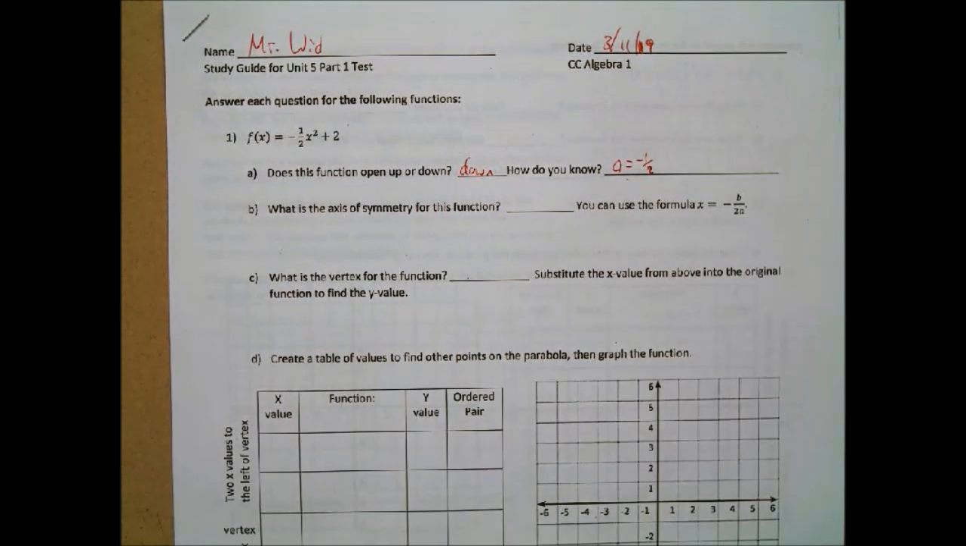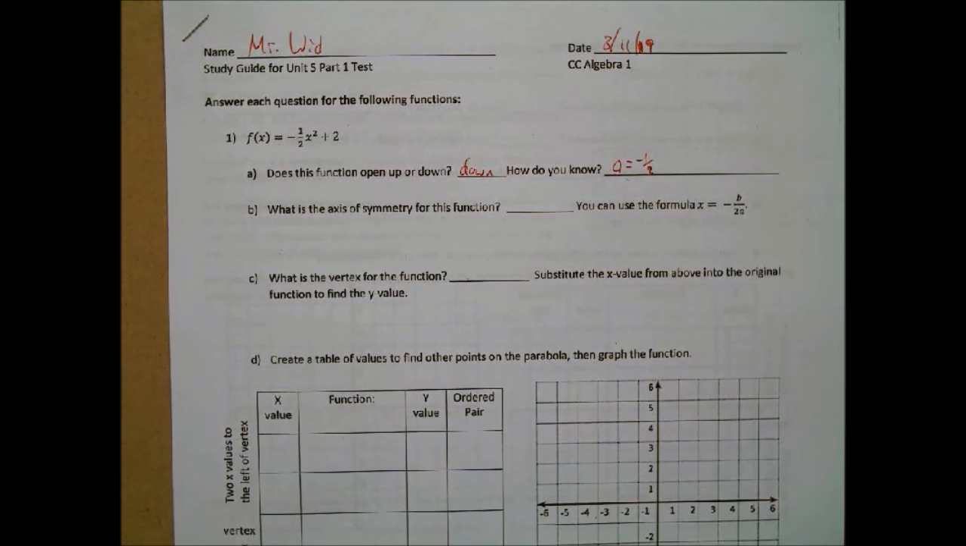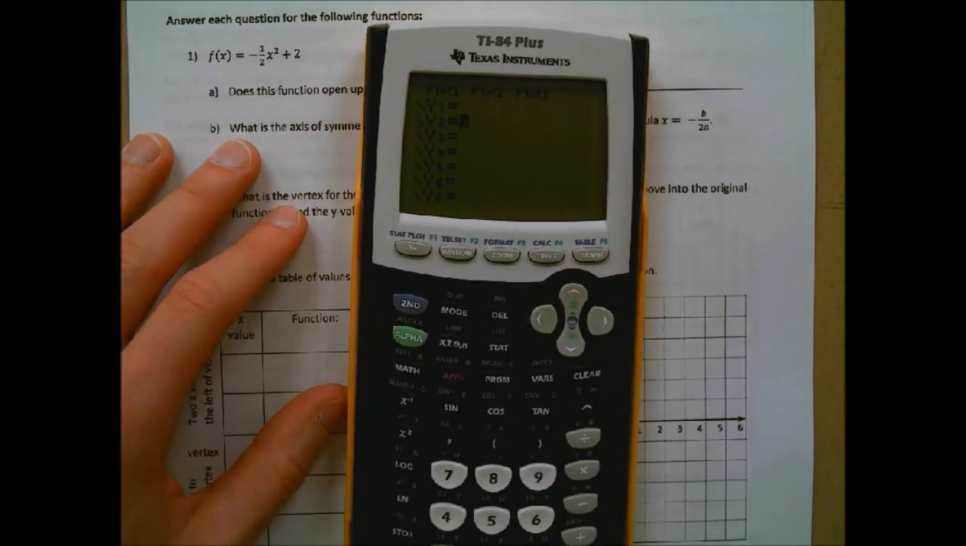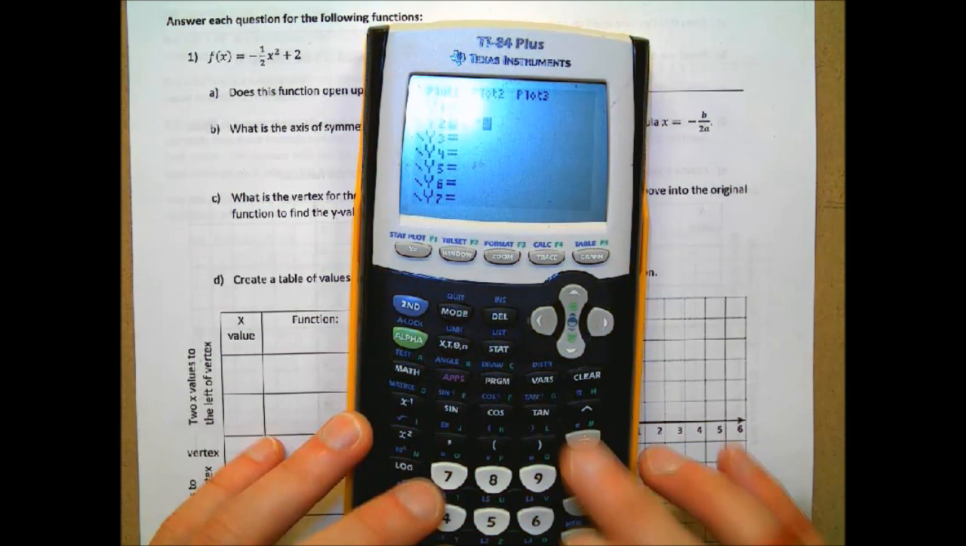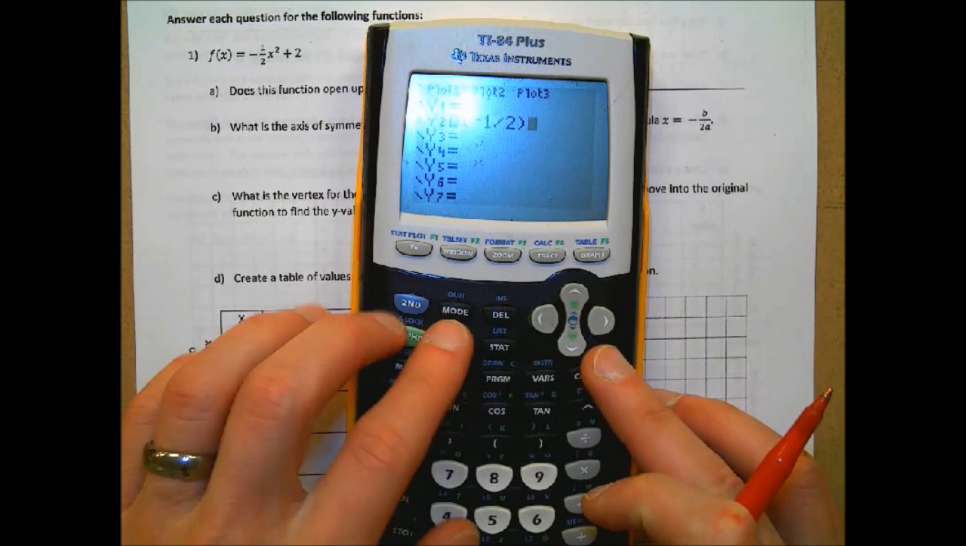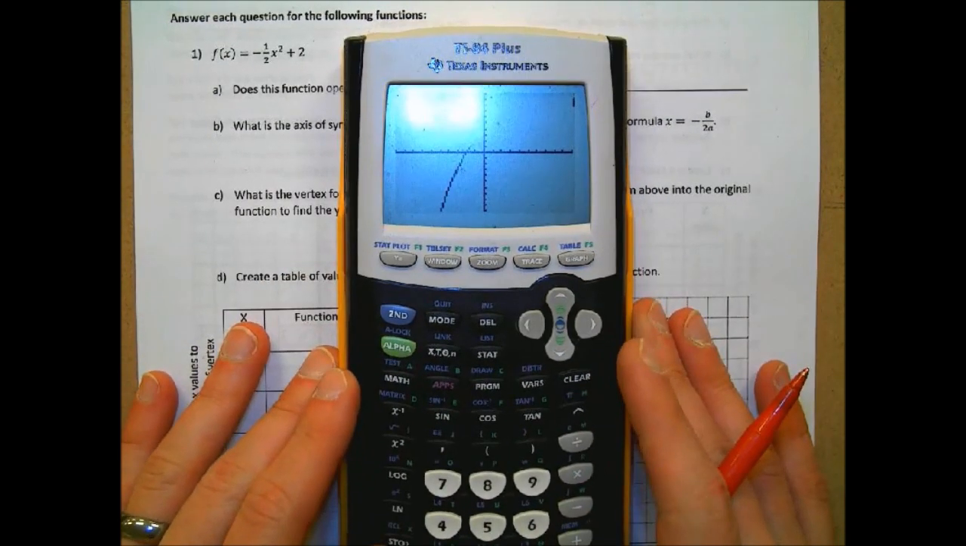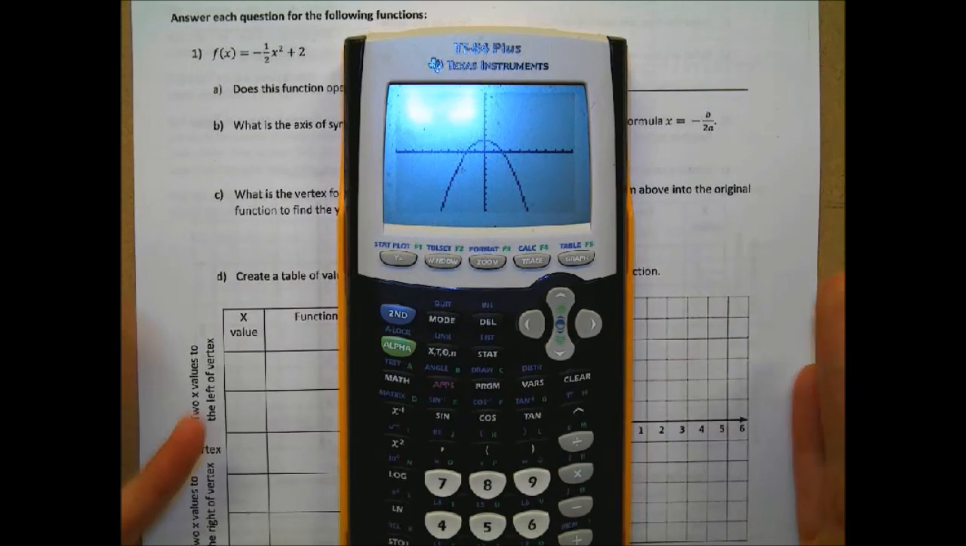How else could we check that? What else could we have done here besides just knowing that? How could we have used our graphing calculators to check that? Graph it, right? Just graph it. Go to y equals. Let me clear this stuff out here, and type it in. In parentheses, your fraction. X squared plus 2. Okay, and then graph it. And then it's very obvious.